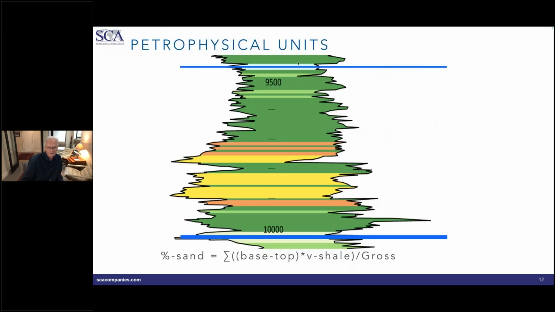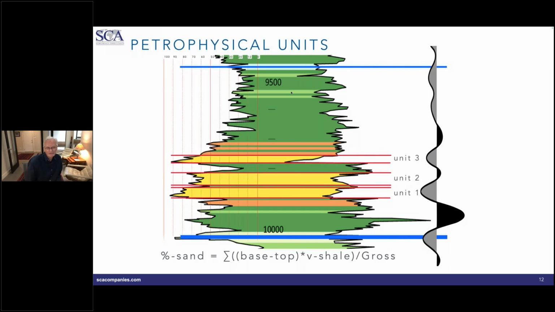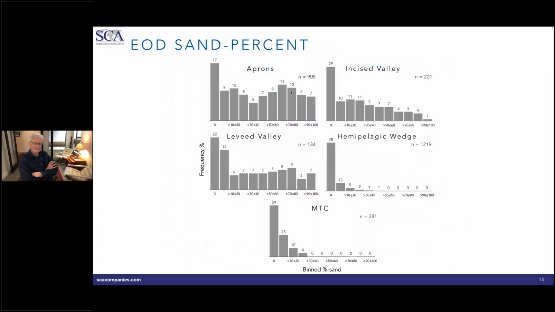We use typical log rule or V-shale calibration and measurements to come up with the net to gross, the net of every sand member that you see within the seismic loop set. So at this point now, we can already make some observations. Since we classified seismic facies and we then assigned an environment of deposition to the seismic facies type, we can now look at the sand distribution as a function of environment of deposition.